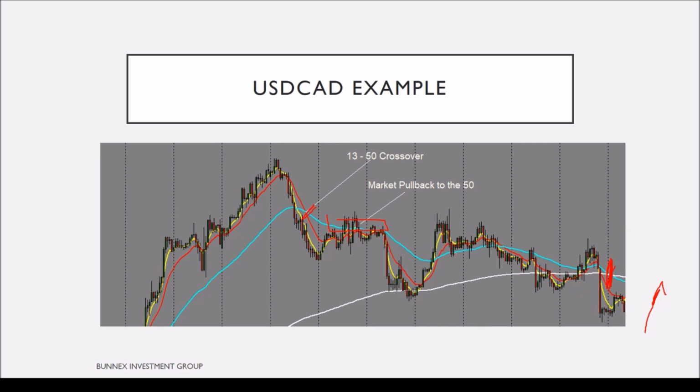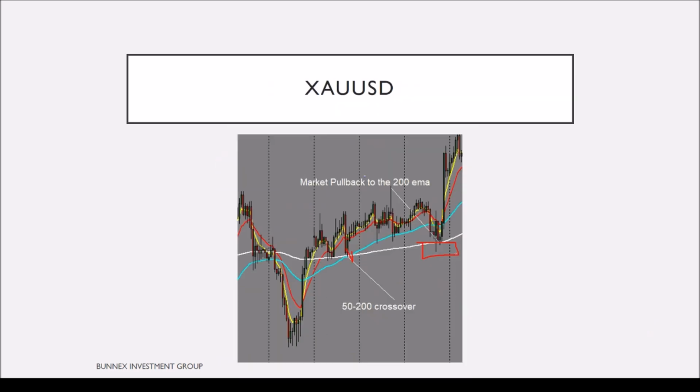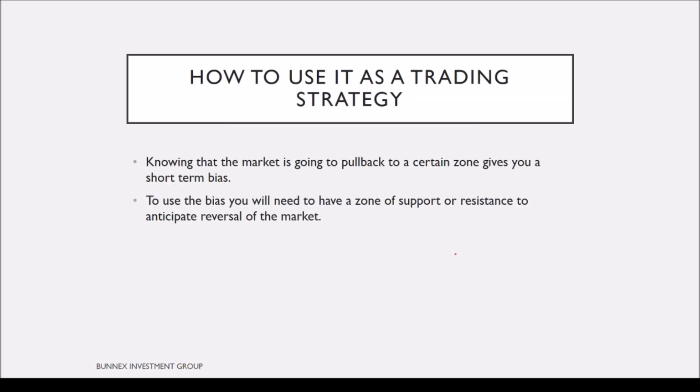You have to see the crossover. After seeing that crossover, you anticipate the market pulling back to the higher period EMA and try to look for support or resistance within the region of the higher period EMA to anticipate where the market reversal will actually take place. So that's basically how this hack works.